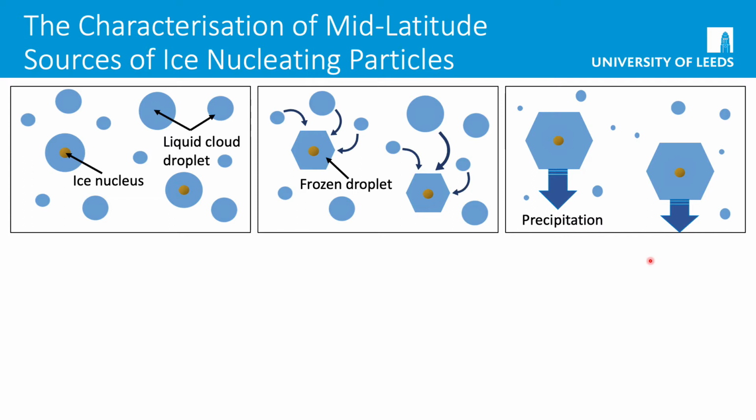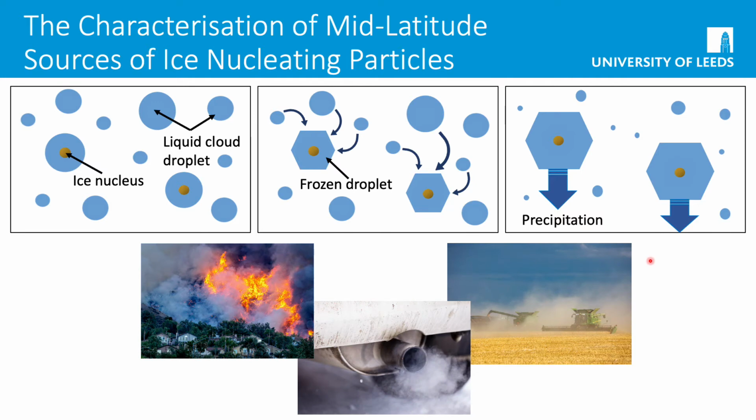As you know, there are many sources of anthropogenic aerosols: wildfire, car exhausts, harvest, just to name a few. And these aerosols, if they act as ice nucleating particles, could be causing a human-induced reduction in cloud reflectivity. So I really want to investigate this as part of my PhD to understand more about the human impact of these particles.